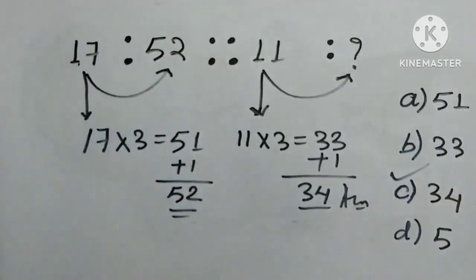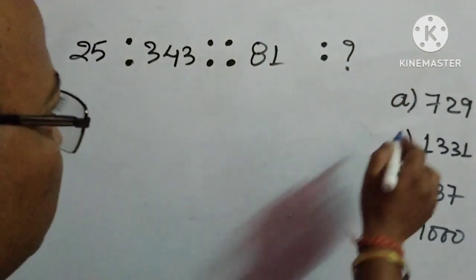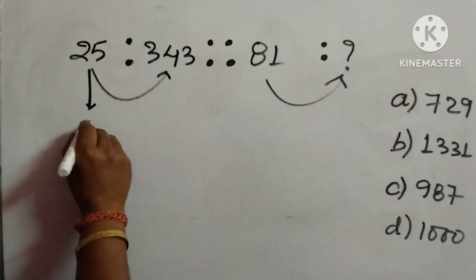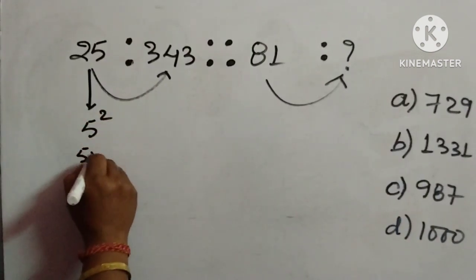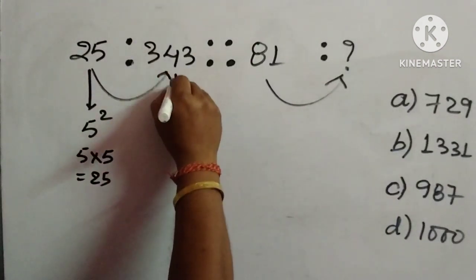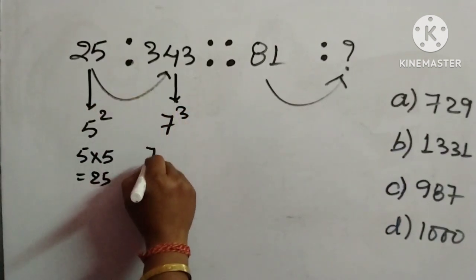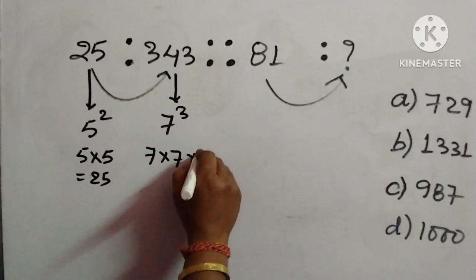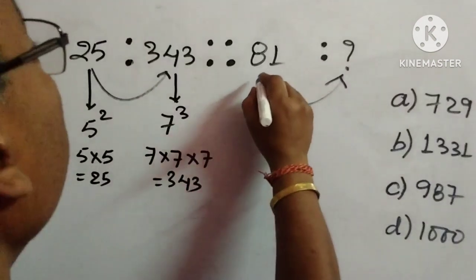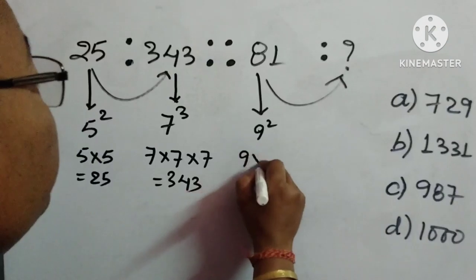Option C. We have 25 is to 343 is equal to 81 is to what? We have to find out this number and the 4 options are given. If we consider 25, so 25 is what? 5 square. 5 into 5 is 25. Now, looking at this one, 343. 343 is actually what? 7 cube. 7 into 7 is 49 and 49 into 7 is how much? 343. Now, again see over here, this one is 9 square. 9 into 9 is 81.